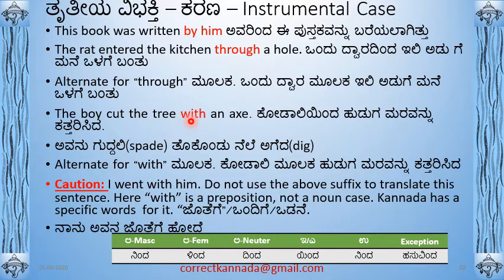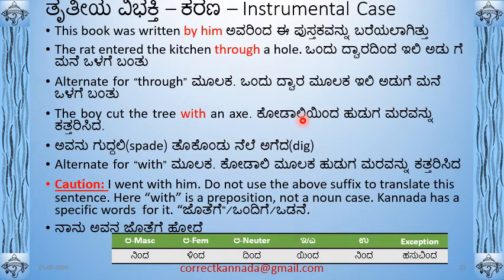Third usage of Tritiya Vibhakti, with, that is an instrument. That's why it's called an instrumental case. When you use the with as an object to operate on an object, you have to use the Tritiya Vibhakti. That is, the boy cut the tree with an axe. Okay, this with is where you use the Tritiya Vibhakti. You have to use the Tritiya Vibhakti on the axe, which is the noun, right? So Kodali yinda, Kodali, right?